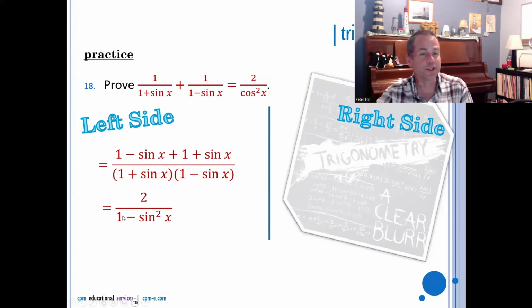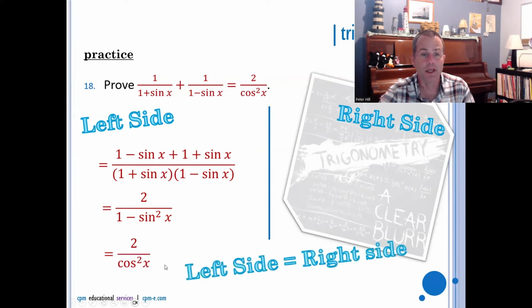So I could either switch this to cos squared, or I could take this and switch that to 1 minus sine squared. It doesn't really matter what I do, as long as I get to a point where both of them say the exact same thing. Okay, so I decided I was going to change my 1 minus sine squared x to be cos squared x. And then I concluded left side equals the right side. Okay.